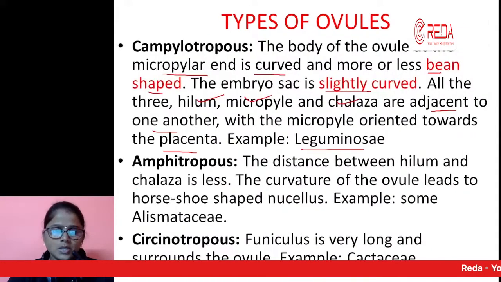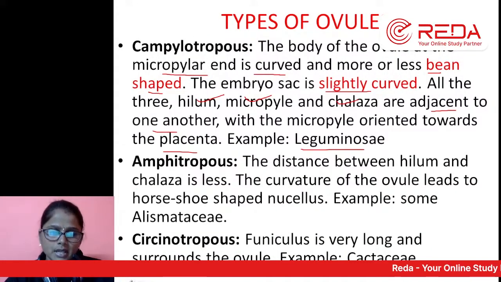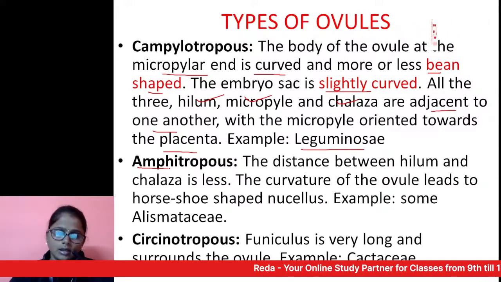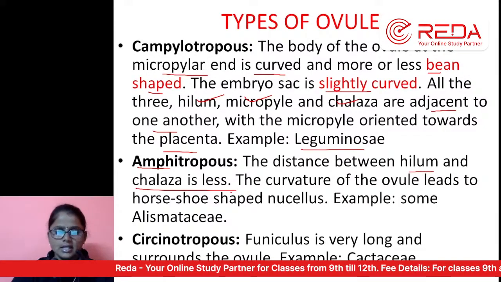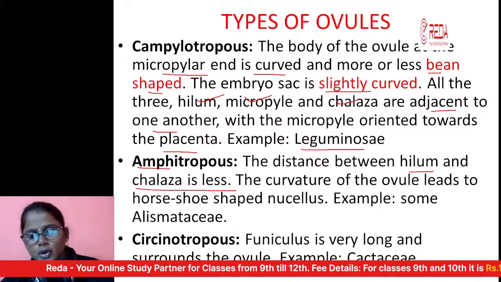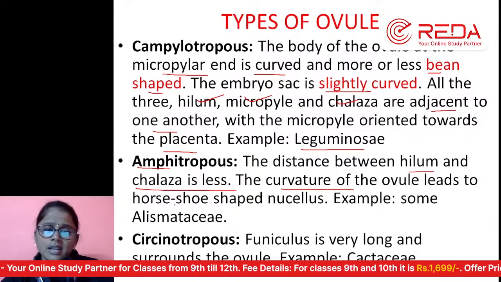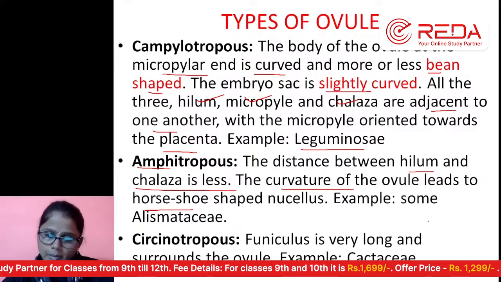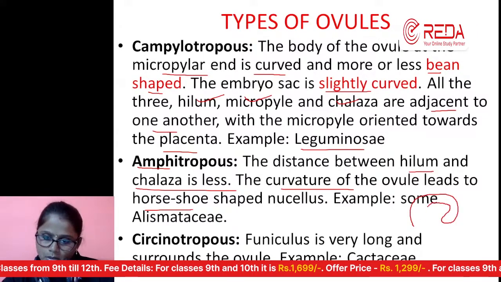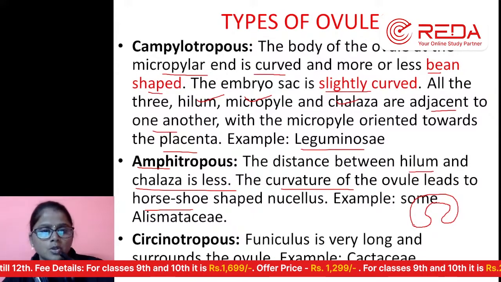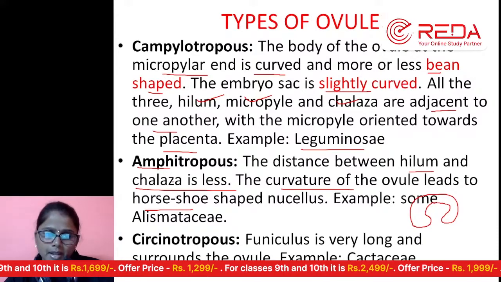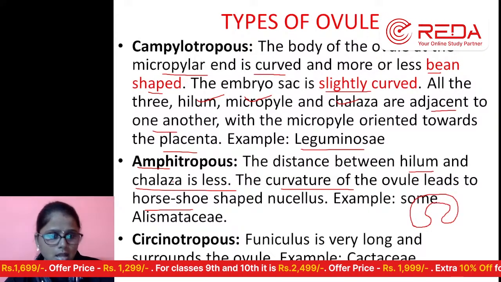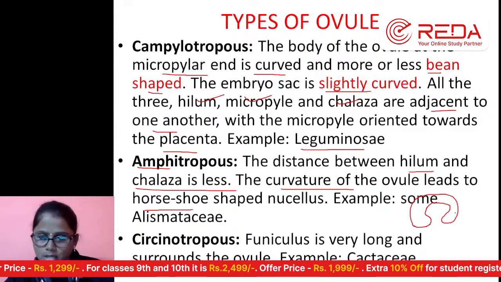Okay, and the next one is the amphitropous. Amphi means you know that it has both characters. The distance between the hilum and the chalaza is very small, so the curvature of the ovule will be clearly exhibited, and it looks like a horseshoe shape. So the amphitropous will have a very small distance between the hilum point and the chalaza, and you could see the horseshoe-shaped structure.